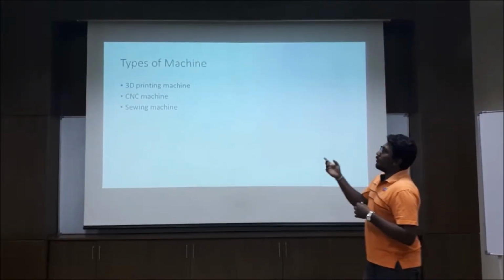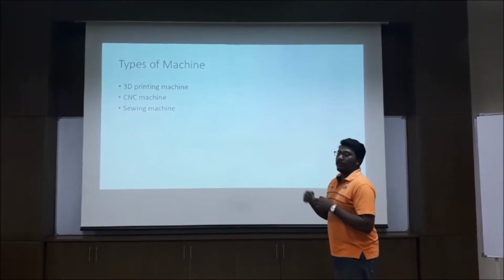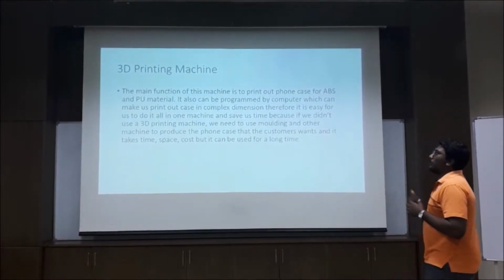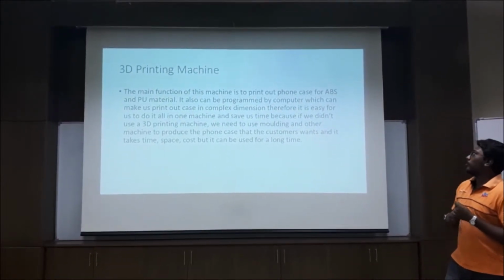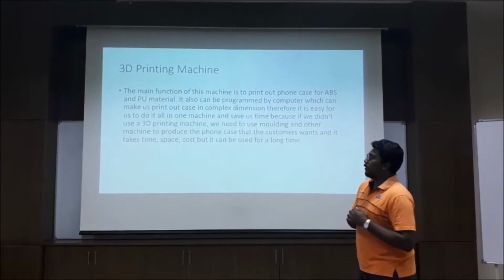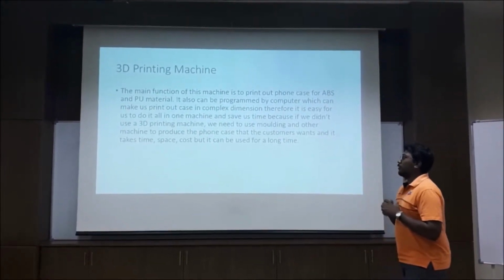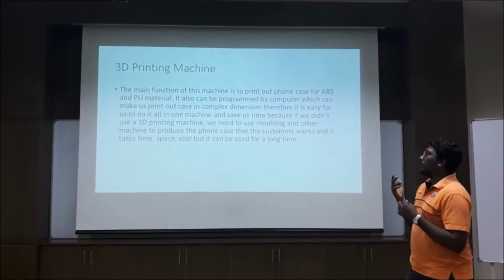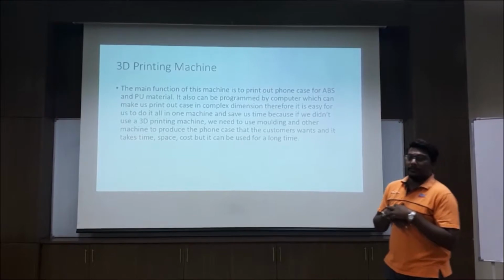The machines are the 3D printing machine, the CNC machine and the sewing machine. So the 3D printing machine, the main function of this machine is to print out the phone case by using ABS and PU material. It is also very easy for us because it can be programmed by computer and it can print out very complex designs.